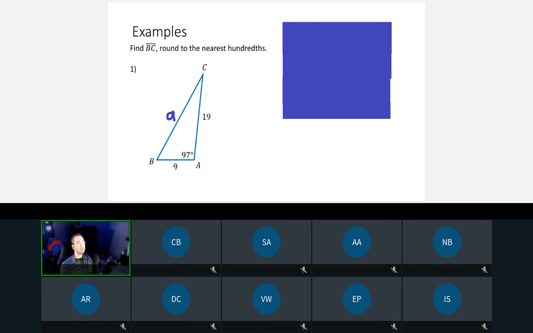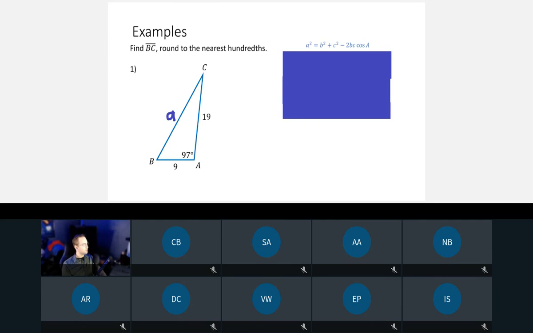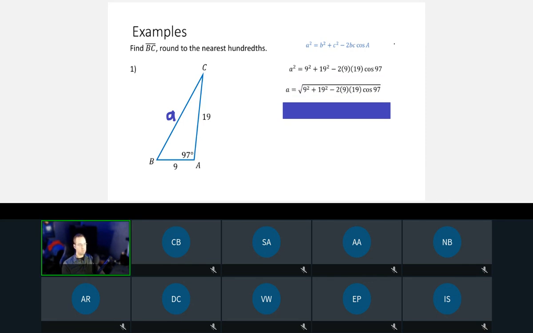I agree with all of you. So we have a squared equals all that stuff plugged in. And then we just square root everything and you type this in. Make sure you are in degree mode.